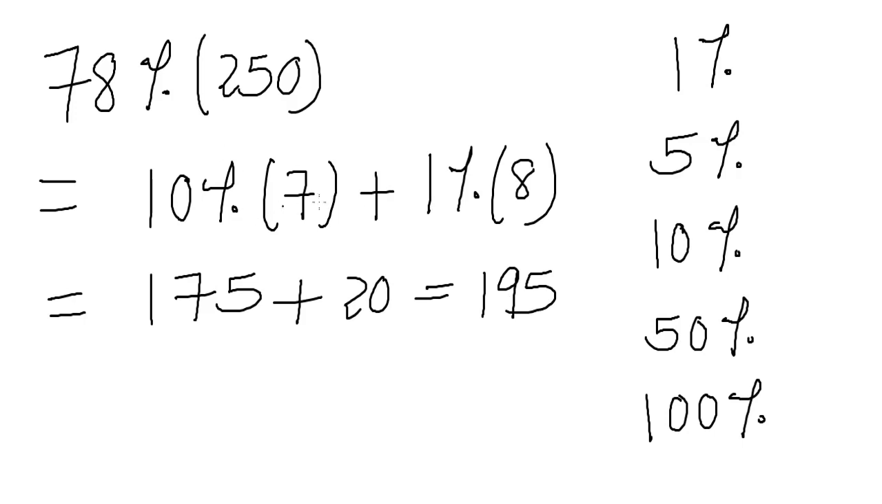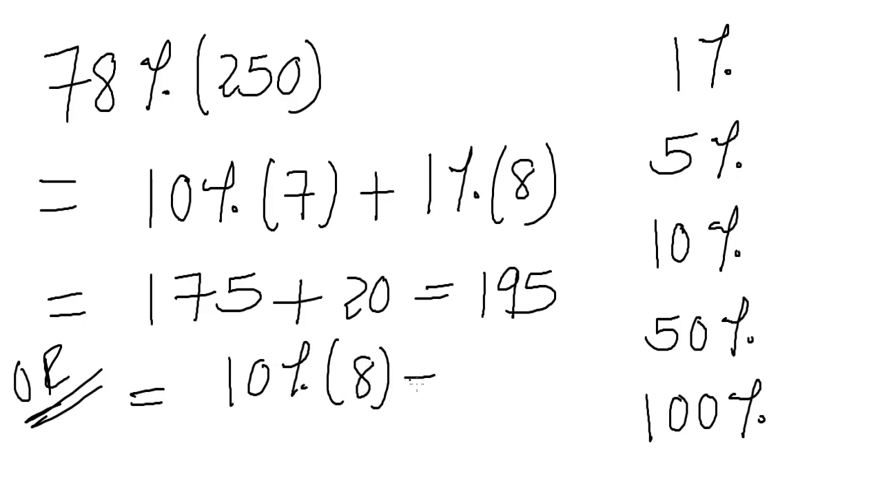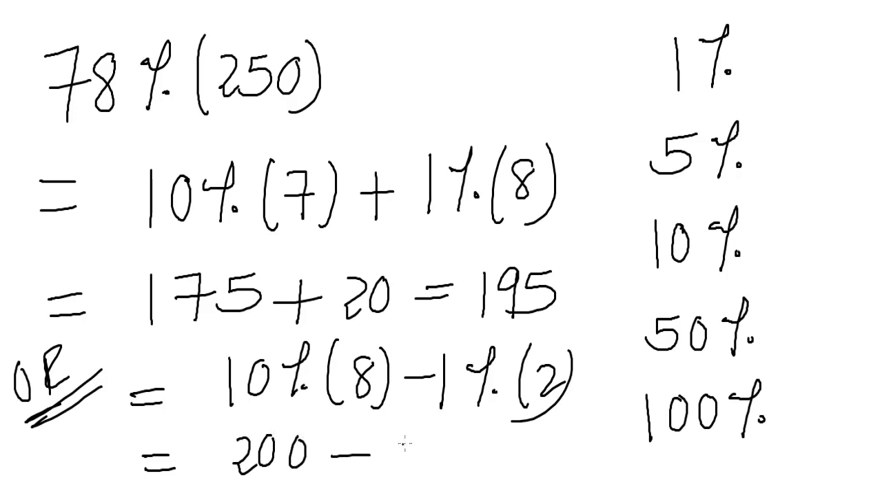See, this wasn't the smartest way I could have distributed the percentages. You could have reduced the calculation a bit more by doing it this way: 10% into 8 minus 1% into 2. So 10% into 8 is 25 into 8, which will give me 200, minus 1%, which is 2.5 into 2, which is 5. And that's 195 again.